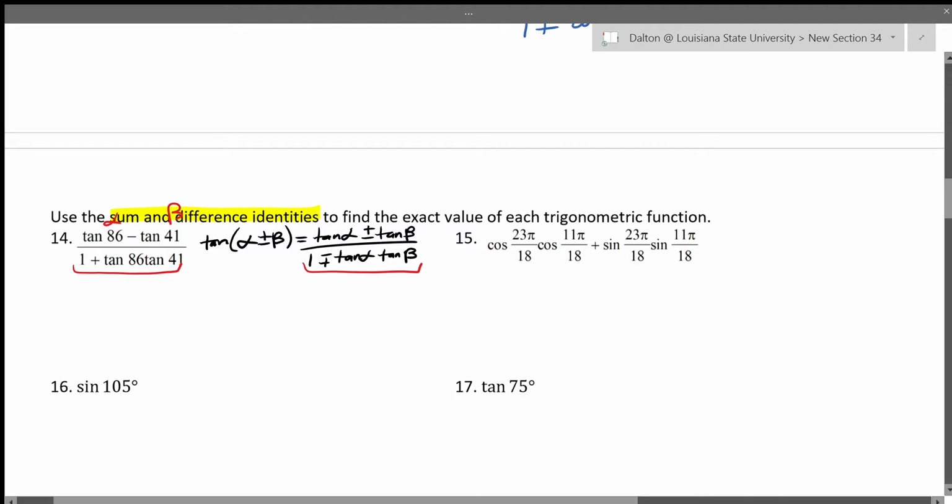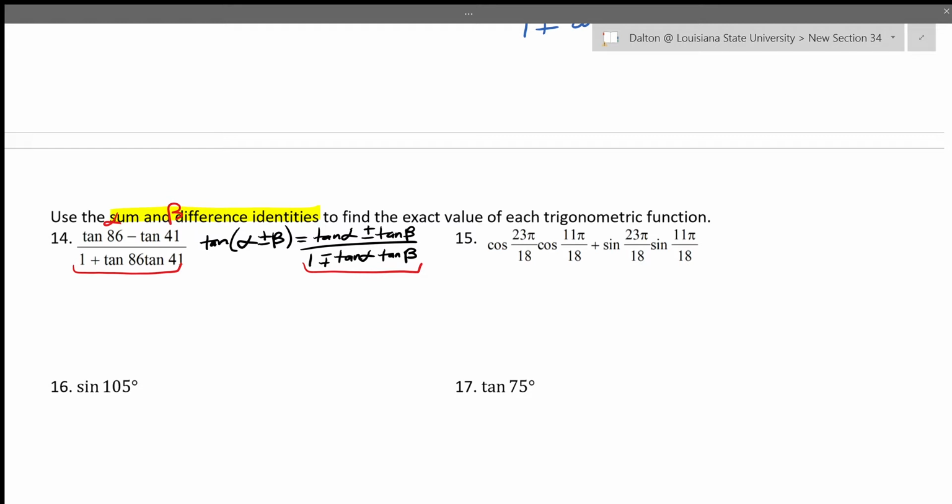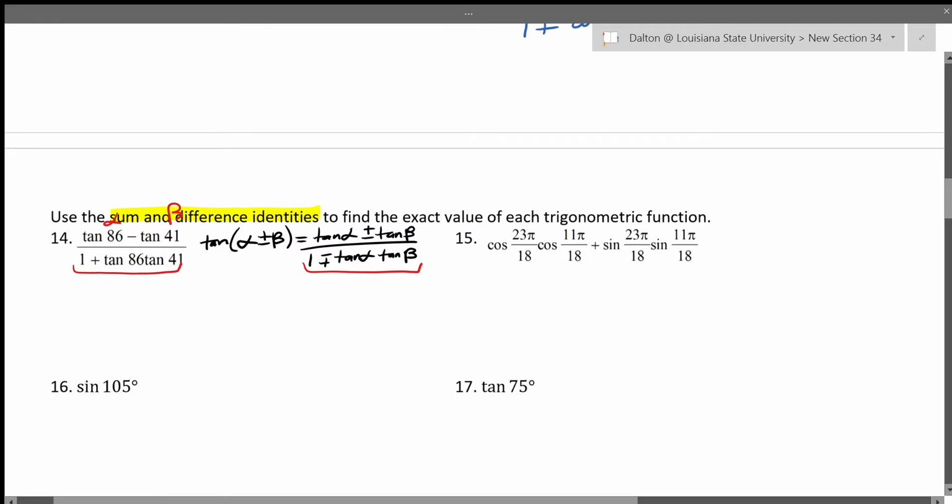Well, I don't know what these things are, right? I don't know the tangent of 86 degrees. I don't know the tangent of 41 degrees. And that's the whole point, is that by the identity, I can consolidate this mess of a problem by rewriting this as the tangent of alpha plus or minus beta. Now, alpha I said was 86. Beta is 41. You just have to decide, are you adding or subtracting these numbers?